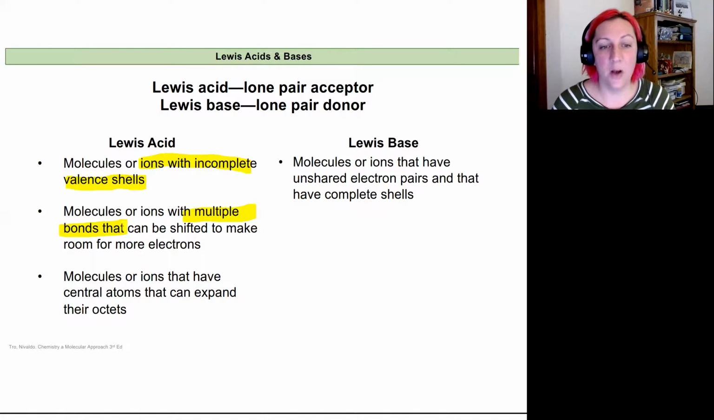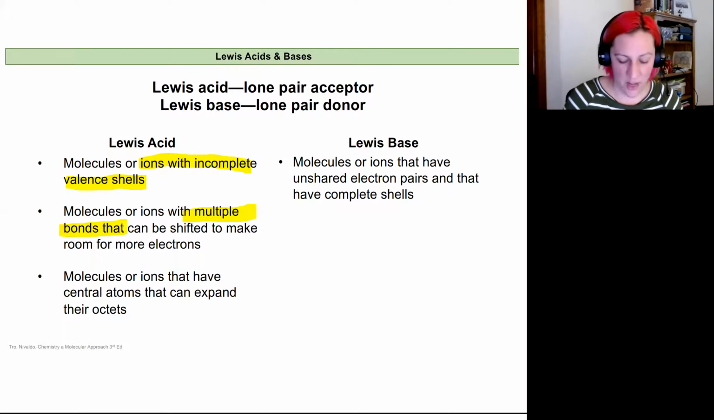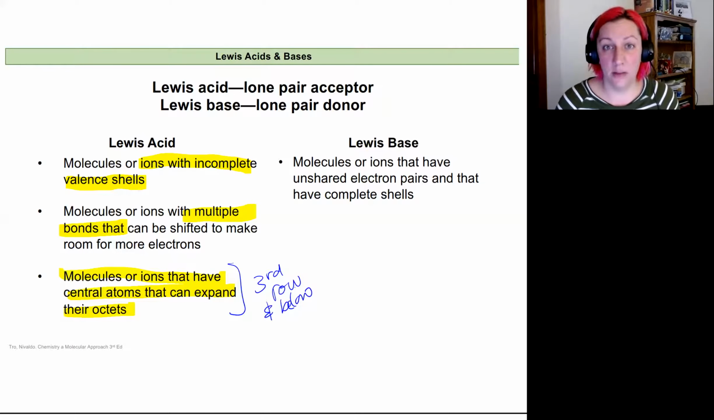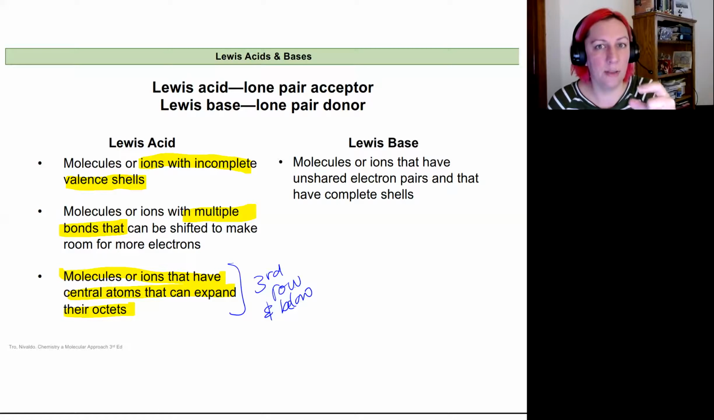We also see that molecules or ions that have central atoms that can expand their octets can act as a Lewis acid. If we say that, then that really means that anything in the third row of the periodic table and below will be a Lewis acid. So that means chlorine can be a Lewis acid. Lots of things can be a Lewis acid. So think about that: chlorine can be a Lewis acid.